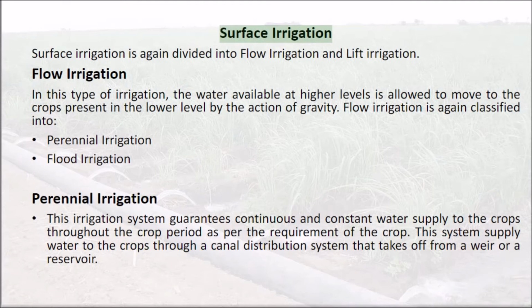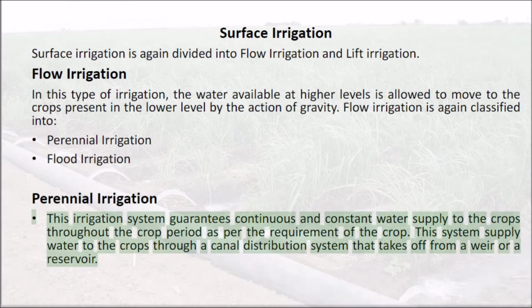Surface irrigation. Surface irrigation is again divided into flow irrigation and lift irrigation. Flow irrigation. In this type of irrigation, the water available at higher levels is allowed to move to the crops present at the lower level by the action of gravity. Flow irrigation is again classified into perennial irrigation and flood irrigation. Perennial irrigation.